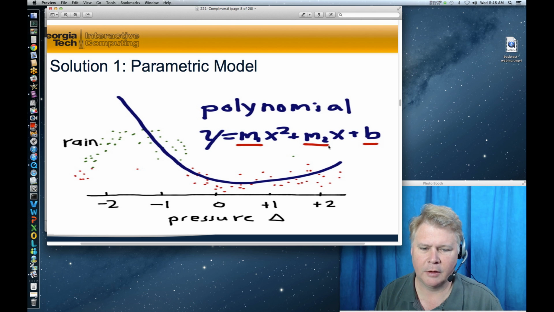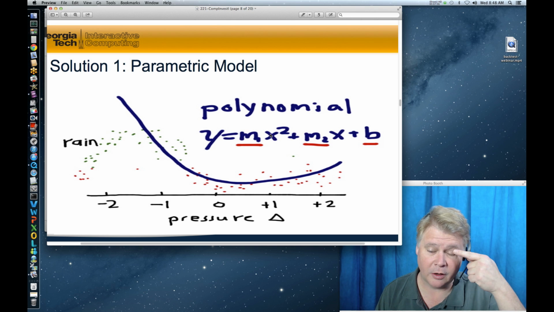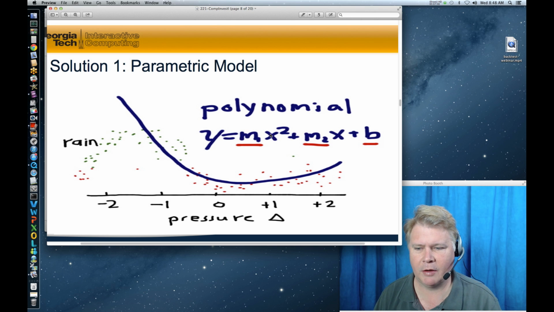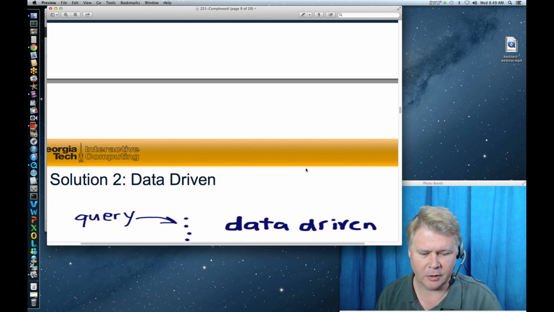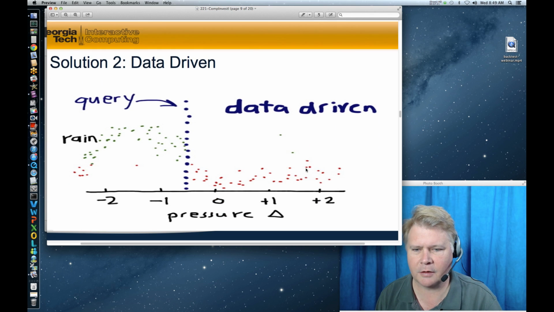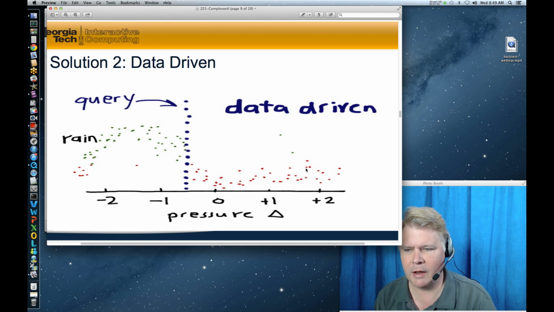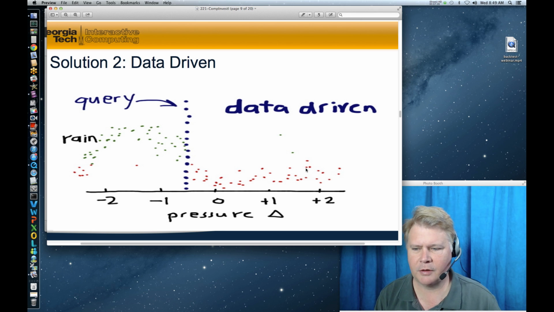Now we could add even more degrees. We could learn up to x cubed, x to the 4th, and so on. Each time we add one more parameter that we have to learn, and each time adding a little bit more flexibility in the shape of the curve that we learn. Okay, those are parametric models. Now there's another kind of machine learning, and it's the kind that I like and use a lot, which is called data-driven. And here is an example of how it might work.